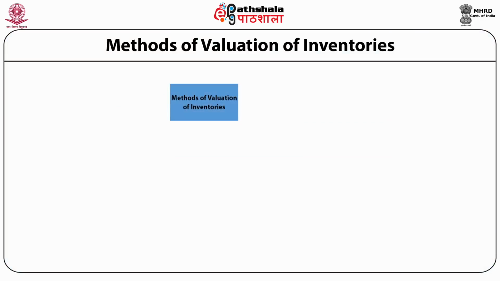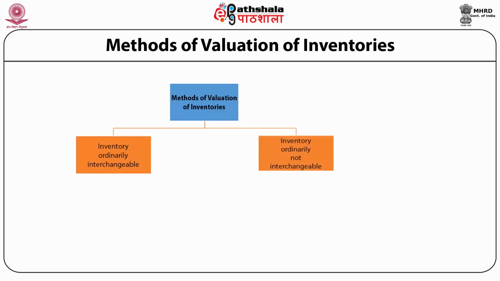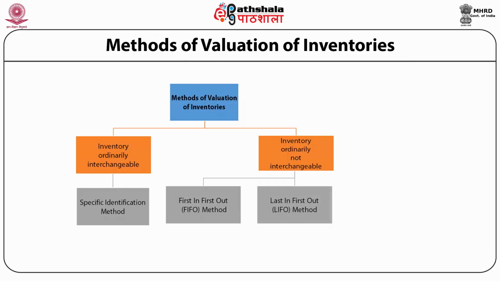There are different methods of valuation of inventories. So it is necessary to get the knowledge of methods of valuation of inventories so that correct valuation of inventories can be done. It is clear from the figure that methods of valuation of inventories can be divided into two parts. These methods are based upon the fact that inventory is ordinarily interchangeable or not interchangeable. If it is not interchangeable, then specific identification method can be applied. But if it is interchangeable, then FIFO, LIFO or weighted average method can be applied.